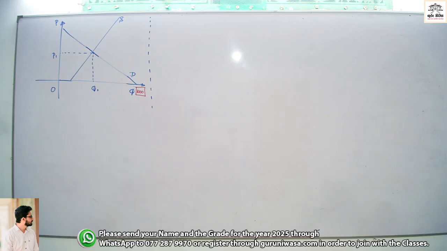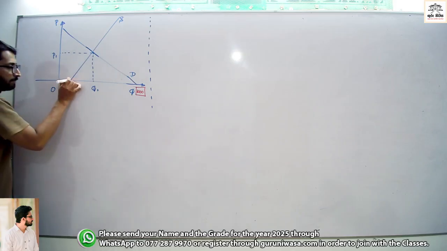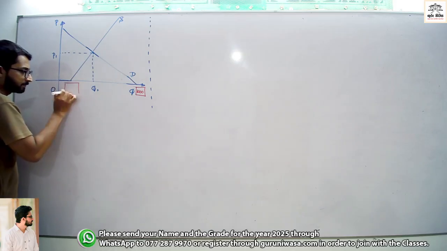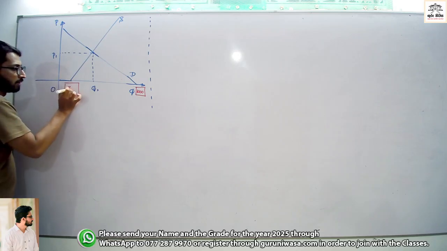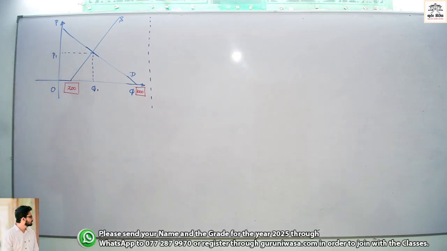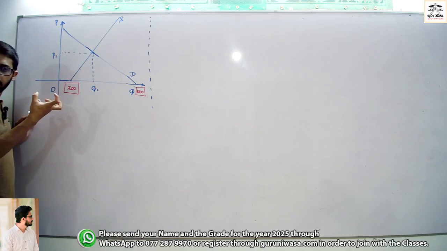Yes, sir. What is meant by minimum quantity supplied? Minimum quantity supplied means this value. Whether it can be positive or negative, it's okay. I have taken a positive value, 200. What does it mean? 200 means the minimum amount suppliers are willing to supply.